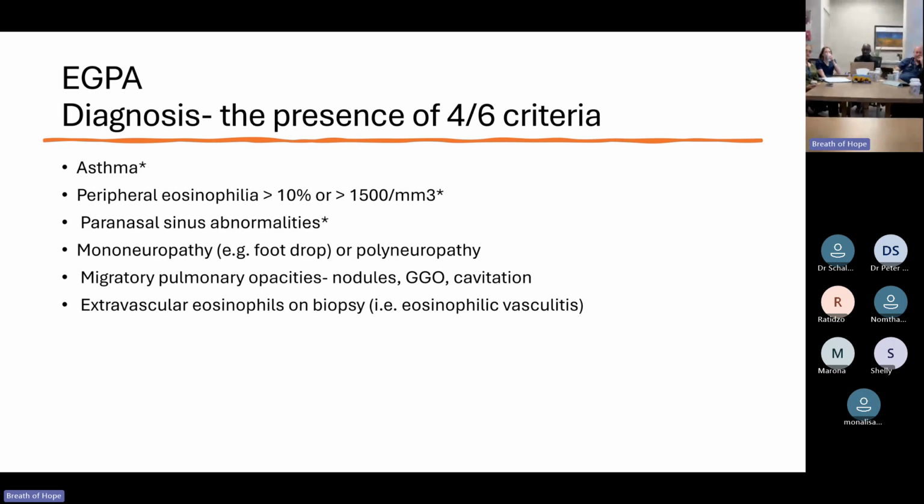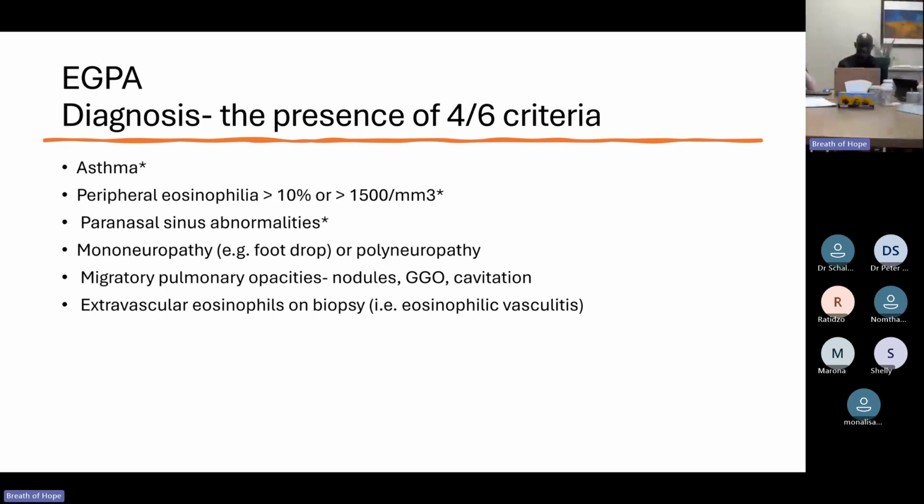So for EGPA diagnosis, of course, you need the presence of 4 to 6 criteria. They need to have asthma, peripheral eosinophilia more than 10% or more than 1,500, paranasal sinus abnormalities, mononeuropathy or foot drop or polyneuropathy, migratory pulmonary opacities such as nodules, ground glass opacity, and cavitation. Then, of course, we've got extravascular eosinophils on biopsy. This is eosinophilic vasculitis.